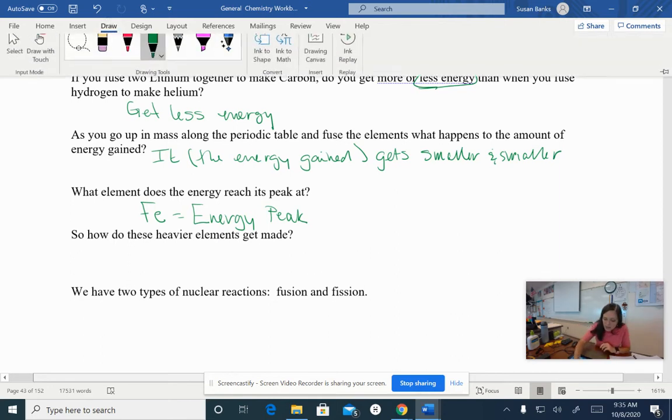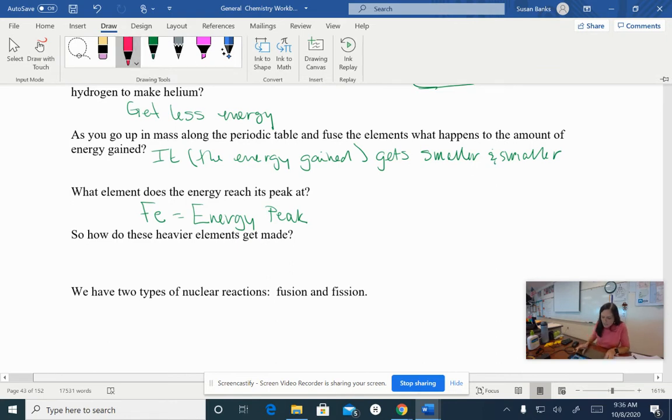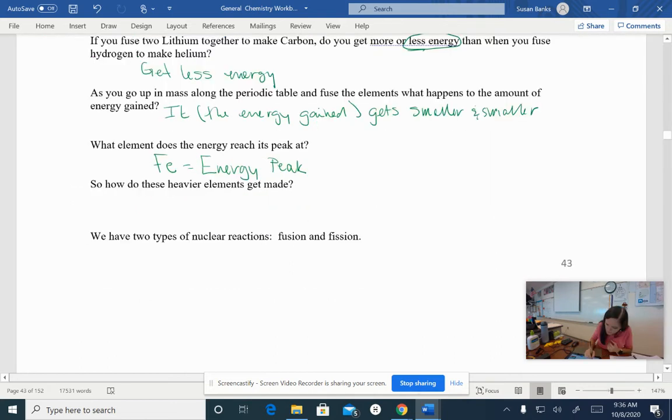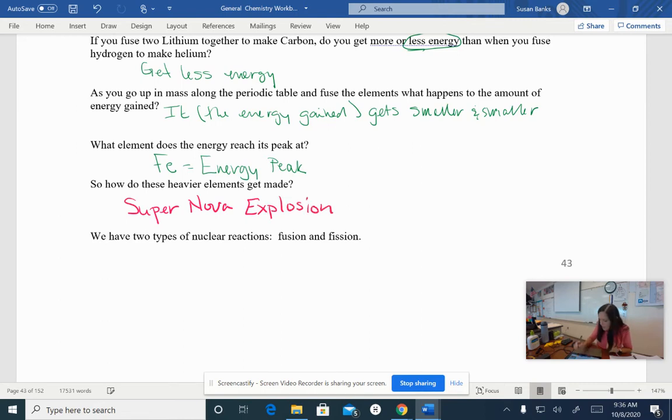So when we talk about the heavy elements being made, they are made in a supernova explosion. And that's where we get all of the elements that we see beyond iron. So if we're looking beyond iron on the periodic table, that's where all of those elements came from. They came from a supernova explosion of a big star.